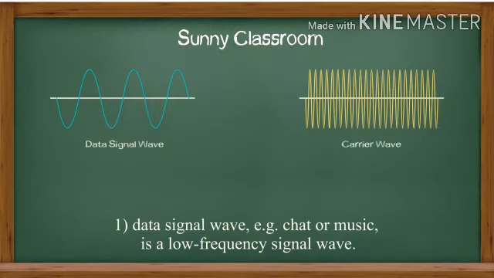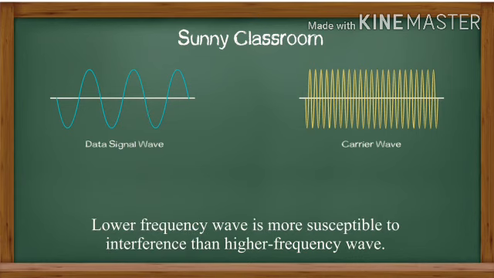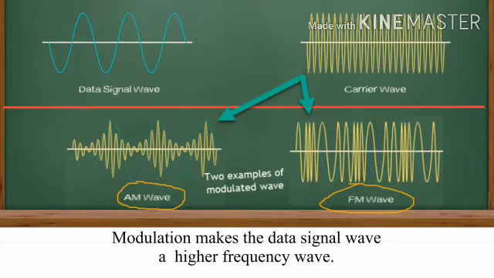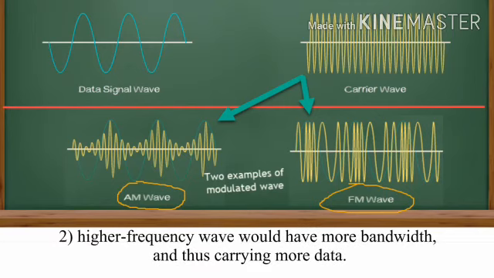1. Data signal wave, such as conversation or music, is a lower frequency signal wave. Lower frequency wave is more susceptible to interference than higher frequency wave. Modulation makes the data signal wave a higher frequency wave. 2. Higher frequency wave would have more bandwidth, thus carry more data.